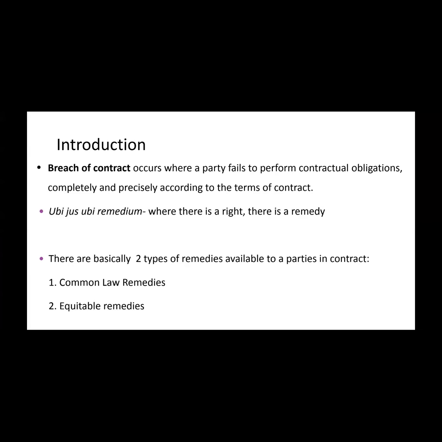So wherever there has been a breach of contract and a party has failed to perform his obligations precisely according to the terms of the contract, and it's been established that there is a breach of contract, the next step is to determine what type of remedy would be awarded. So there are generally two types of remedies in contract law. The first one is common law remedies, and the second one is equitable remedies.